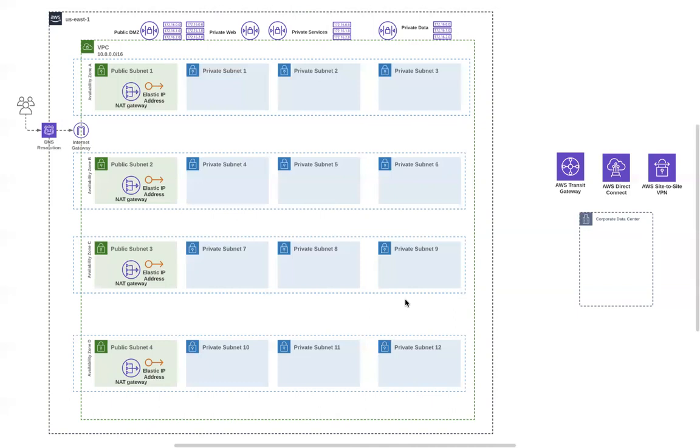Now you can ask me, Akshay, I can understand this, but what resources would you place? Into my public subnet, I would place an internet gateway and NAT gateway. Into my private web subnets, I would place a load balancer. Into my private services subnets, I would place my business logic, something like EC2 instances and Lambda functions. Into my private data subnets, I would place my database. Isn't that beautiful, having a tiered set of subnet approach, where you have more control over what's happening?